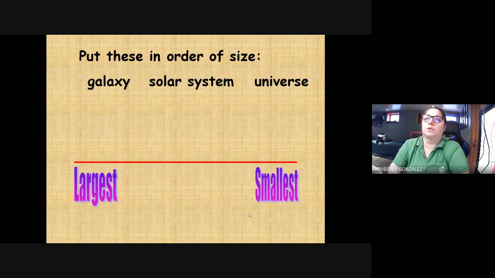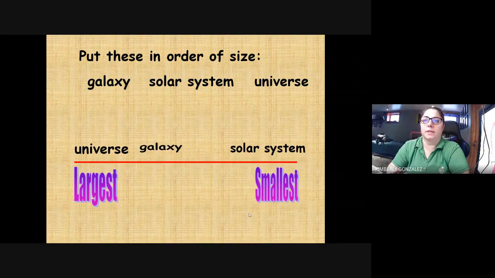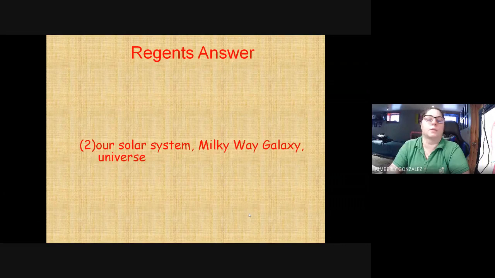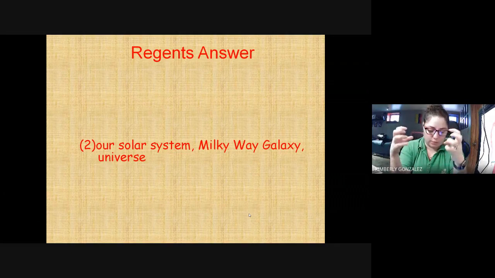All right, so in order of size: galaxy, solar system, or universe. The universe is going to be the largest, then comes the galaxy, then comes the solar system. So it goes in that order. Which sequence correctly lists the relative sizes from smallest to largest? We know the smallest is going to be our solar system, so 3 and 4 are out. Then it should be the Milky Way galaxy and then the universe, because it goes solar system, which is a part of the galaxy, which is a part of the universe in general.